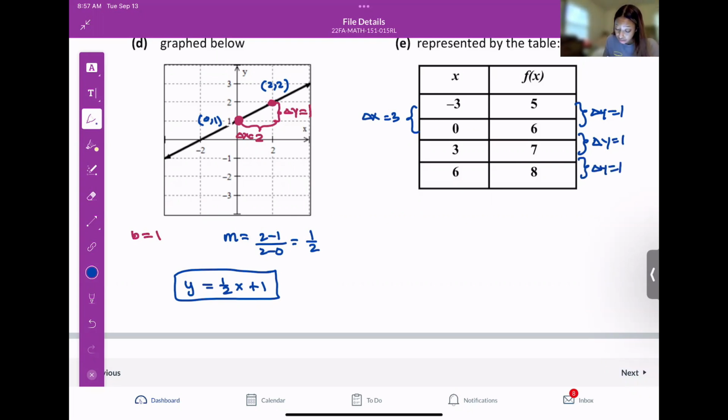And then for delta x, 0 to 3, that's 3, 3 to 6. The change in x is 3 again. So for all of these, delta y is 1, delta x is 3. So we get the slope is 1/3. And then we also see in the table that we have a y-intercept at 0, 6. So b equals 6. And putting these together, we have the equation y equals 1/3 x plus 6.